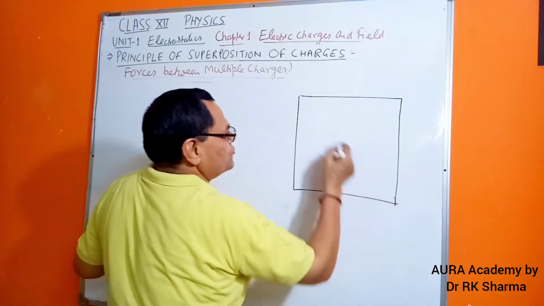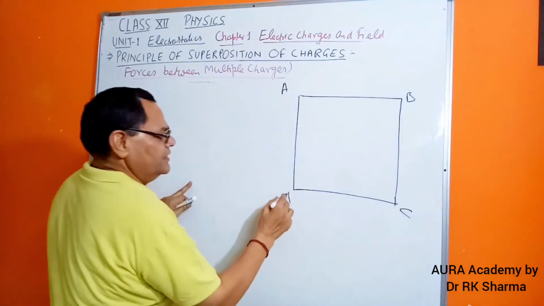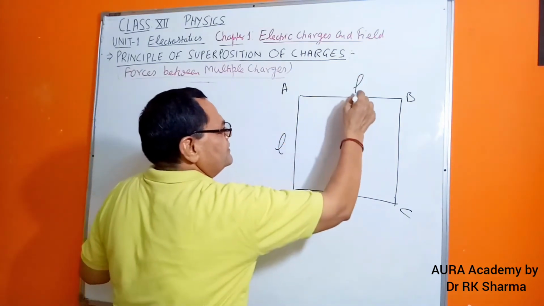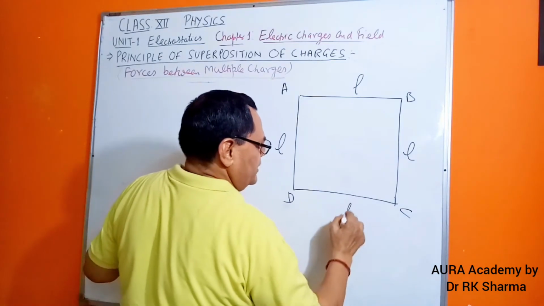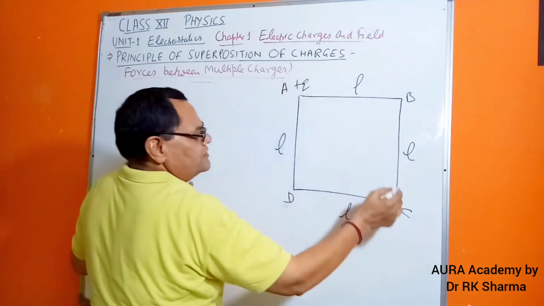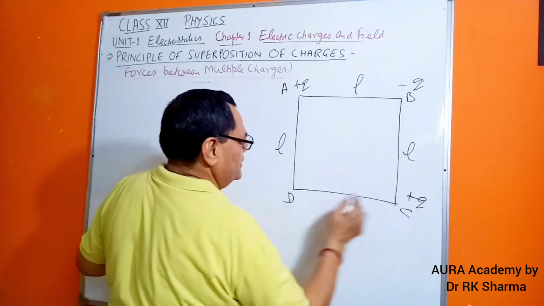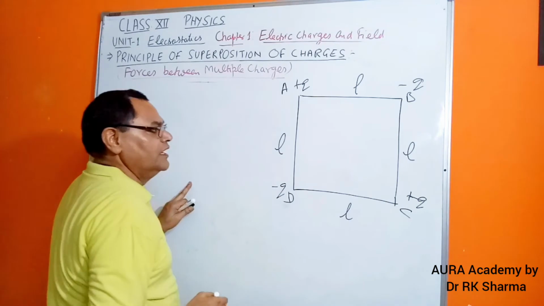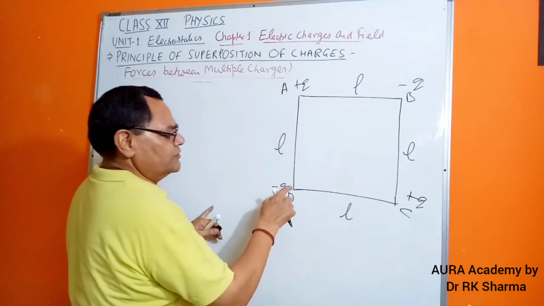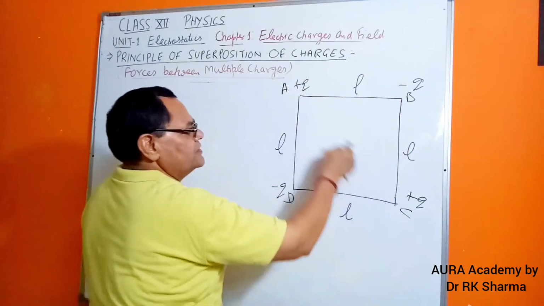Let us consider a square ABCD, each side L. Some plus Q charge is here, some minus Q charge is here, let's say plus Q charge is here, and again minus Q charge is there. There are many possibilities. Find the total force at D, or find the total force at B or C or A.